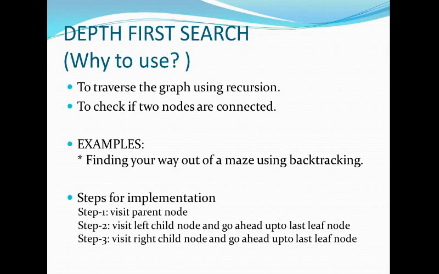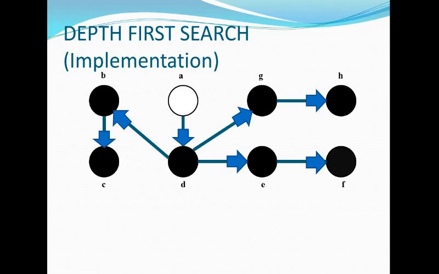So there are some steps for implementing depth first search. Step 1 is to visit the parent node. In step 2, you visit the left child node of the parent node and go ahead up to the last left node. In step 3, you visit the right child node of the parent node and go ahead up to the last left node. We'll see the implementation. So this is the implementation.